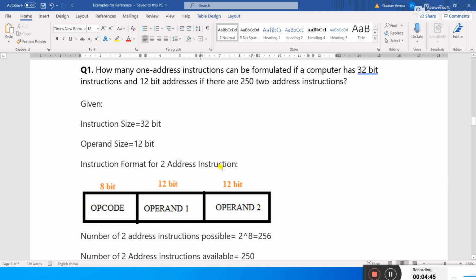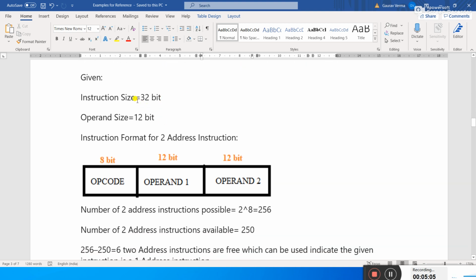Now, how many one-address instructions can there be? Your question may come on the basis of the number of instructions. How many instructions can be formulated if a computer has a 32-bit instruction and a 12-bit address, if there are 250 address instructions? For that case, what will we do? We have 32-bit instructions, so the total coded form is 32 bits. I have 12 bits of address.